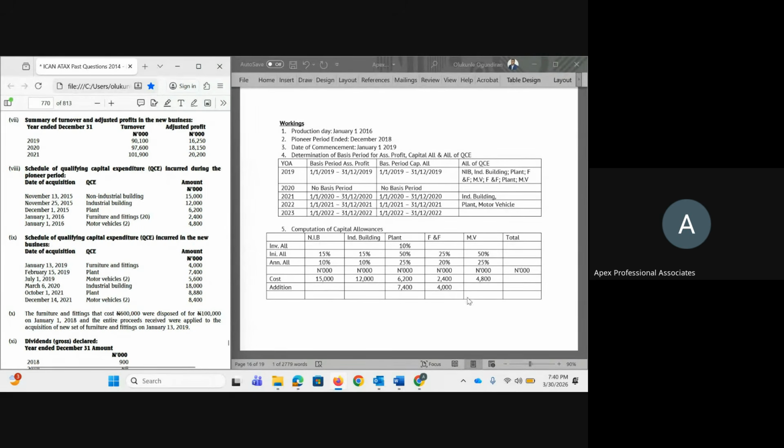Then industrial building. Sorry, the next one is motor vehicle. Yes, sir. 5, 6. 5, 6. So what's the total value? We have two additions for motor vehicle. Are we supposed to add the two together?